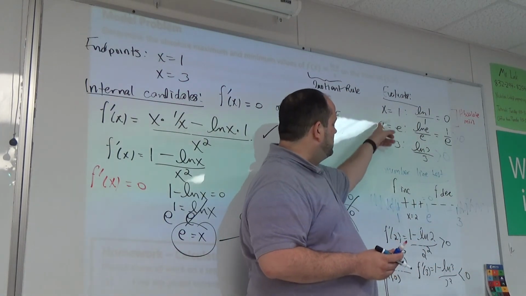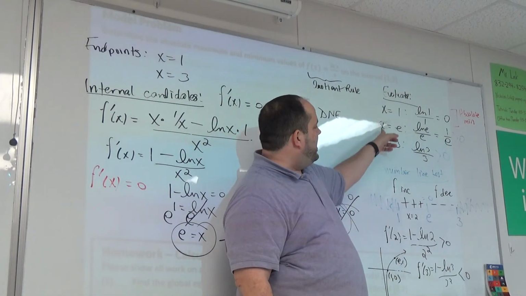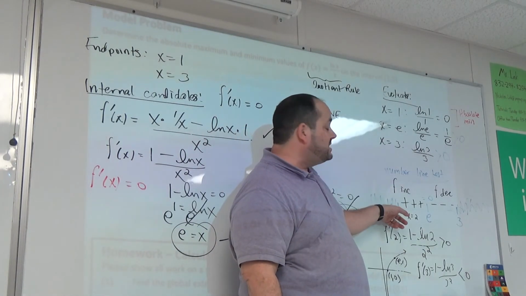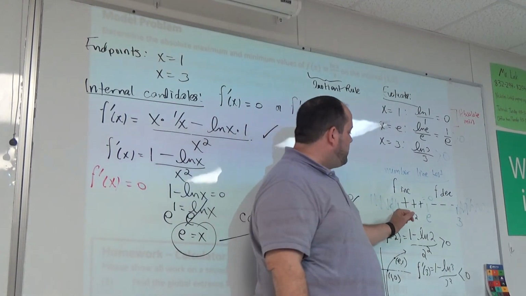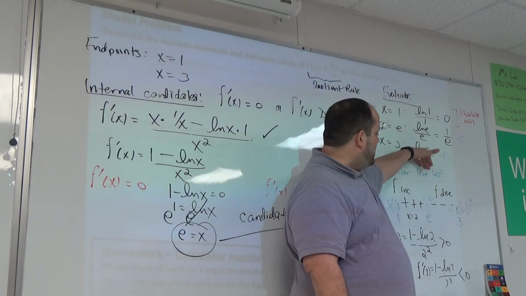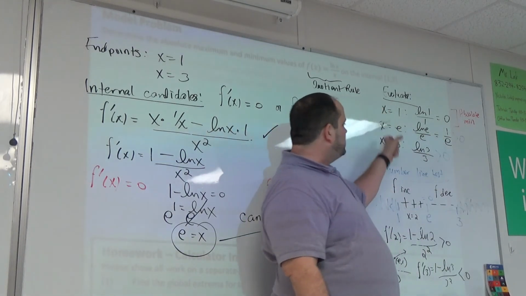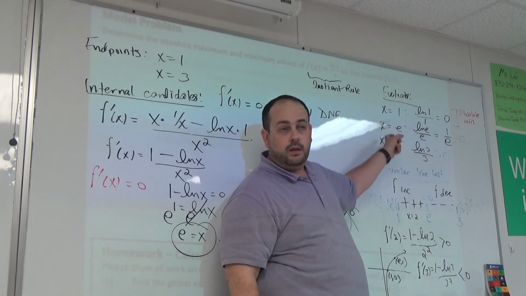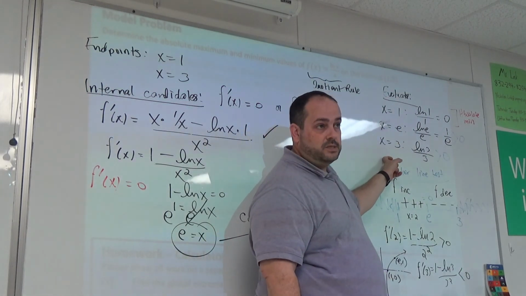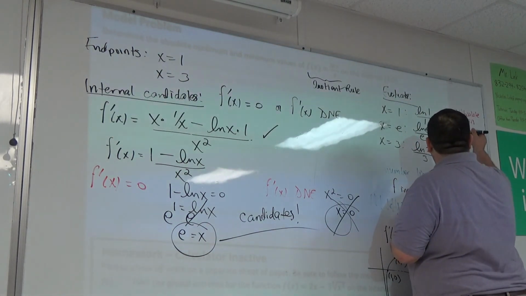Look at your choices here. Which one's bigger? The value at x equals e or the value at x equals 3? What's the function doing? From 1 until e, your function has to increase. From e over to 3, the function decreases. Which of these is bigger? This has to be bigger because your function decreases once it leaves e. So this guy here has to be your absolute max.